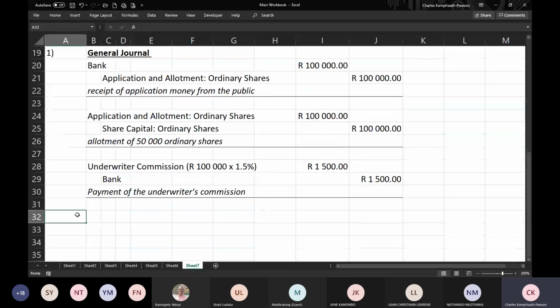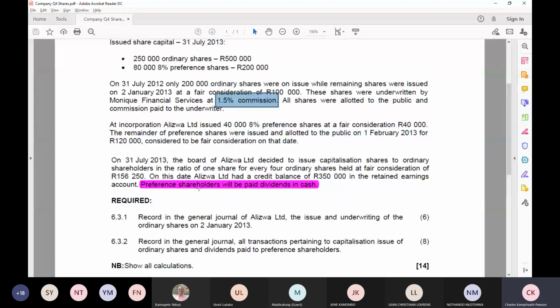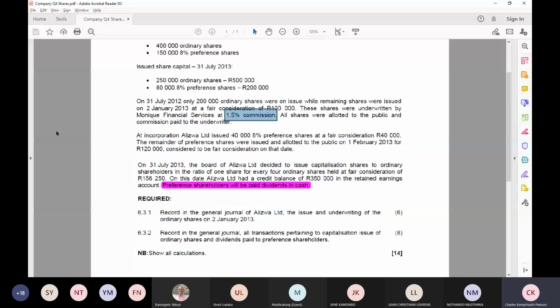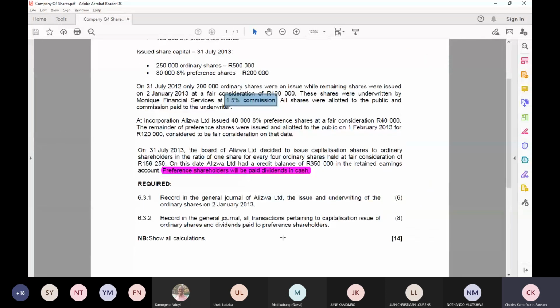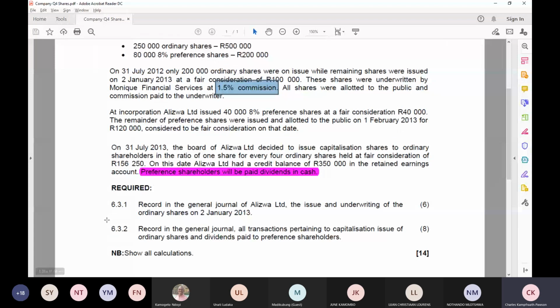Guys, as I always say, this is a participatory class. I'm going to minimize the screen a little bit so that you can see all the information. I'm going to mute on my side, and I would like you to do the journal entries for 6.3.2. I'm going to give you about 4 minutes.